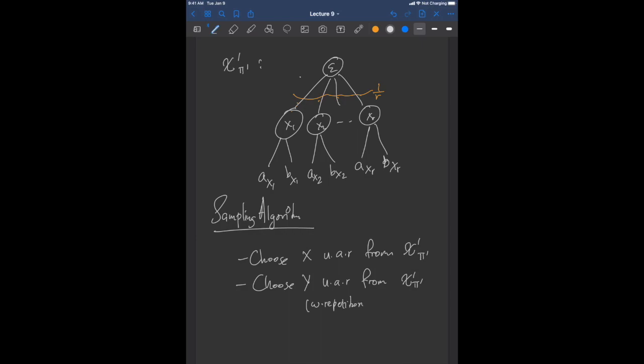So it is possible, because we are sampling with repetition, that x is equal to y, right? And there's a 1 over r square chance of this being true, but nonetheless, this is our sampling algorithm. This tells how to get the matrix part, and how do we get the vectors.